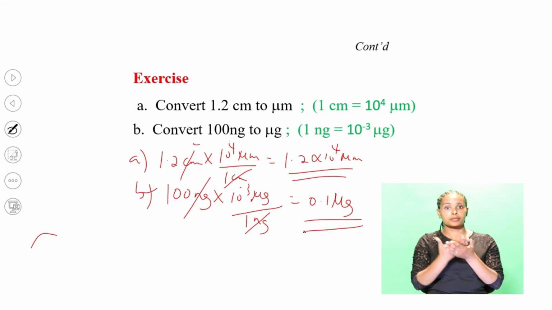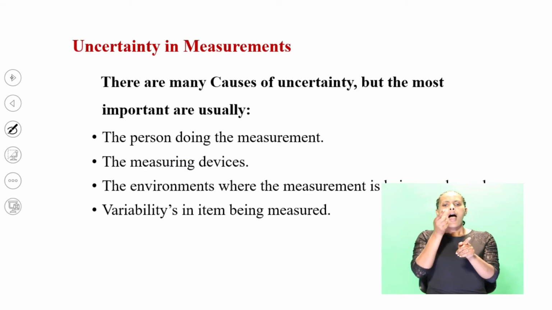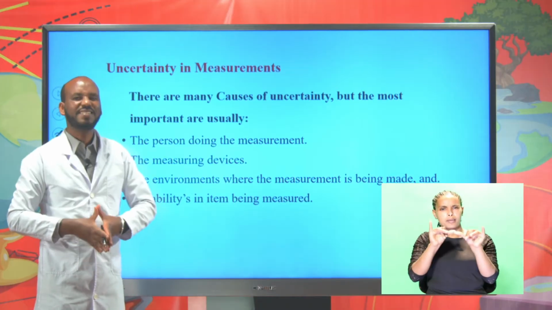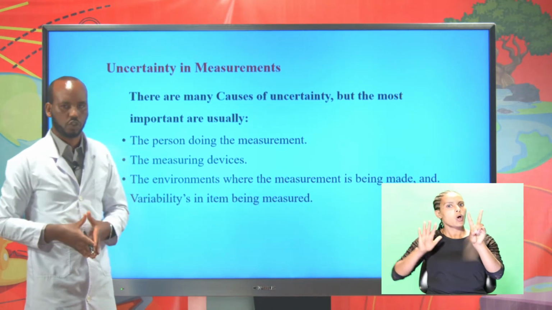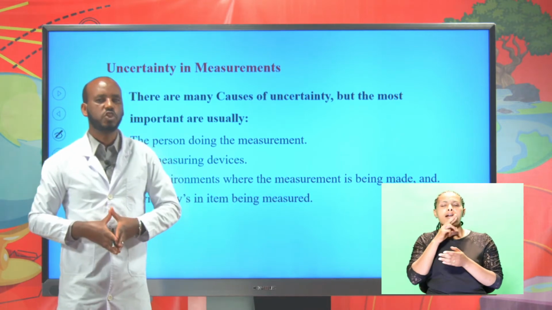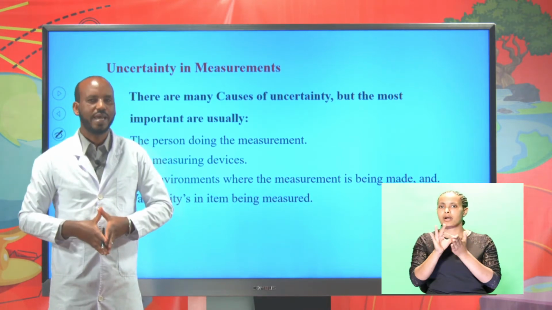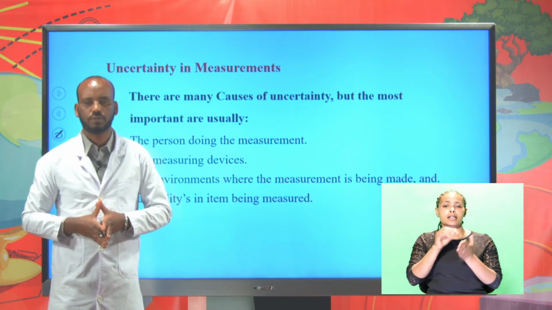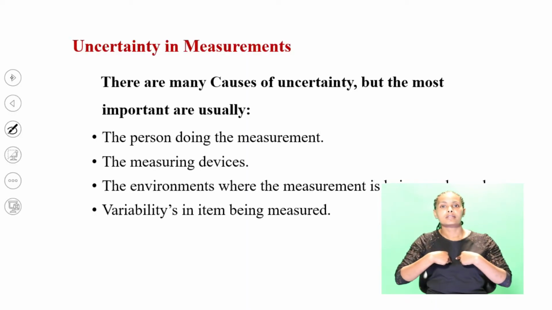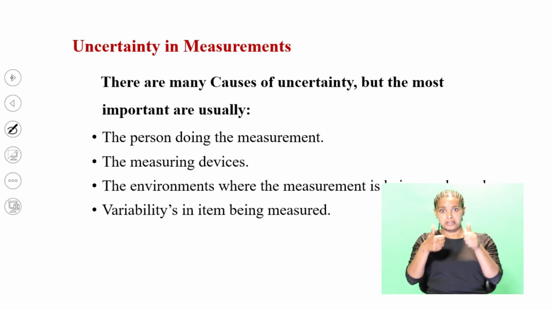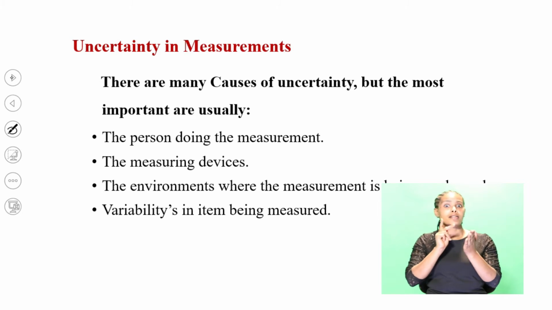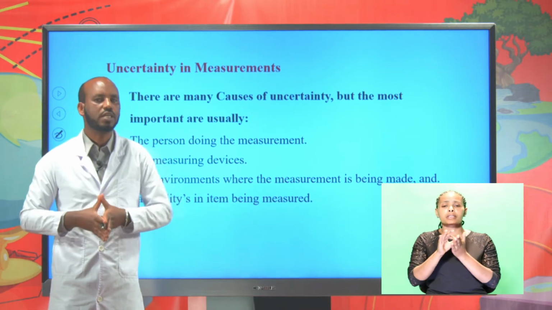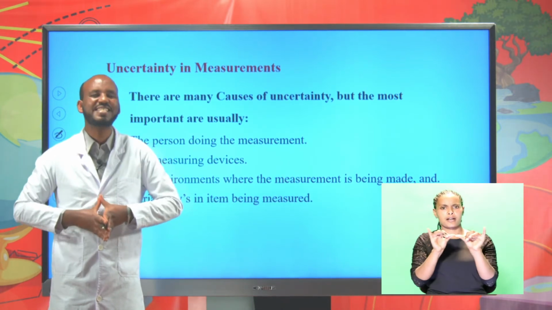Good. Uncertainty in measurements. In scientific work, we recognize two kinds of numbers. These are exact and inexact numbers. Exact numbers are numbers which have defined values. Inexact numbers are numbers which have some uncertainty. Numbers obtained by measurements are inexact numbers.